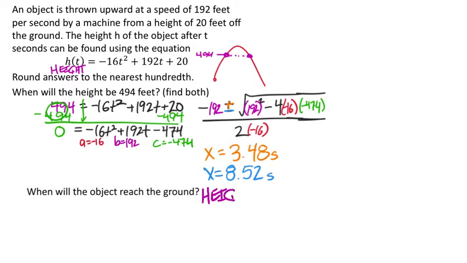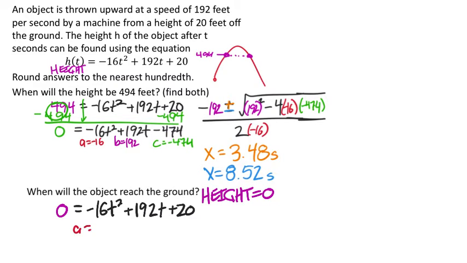The ground, that's where the height is 0. Okay, so this goes back to the original equation, right? So instead of h of t, I now know that the height is 0, which is going to equal negative 16t squared plus 192t plus 20. Again, you can factor it, which I don't know if it's going to work, but I am just going to use the quadratic formula.